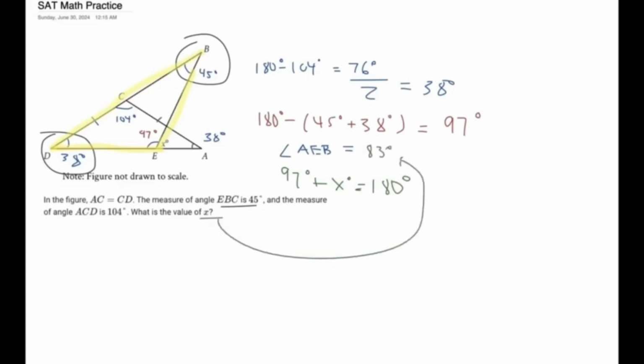And I think they want you to represent it as just the value without the degrees because they already state the degrees here. And so if you're really finding x, the actual answer is just 83.